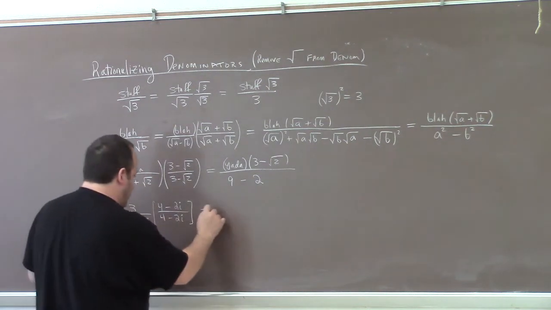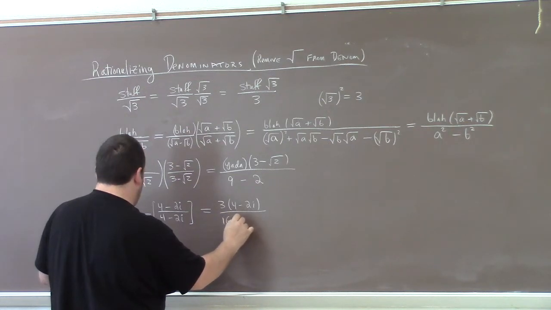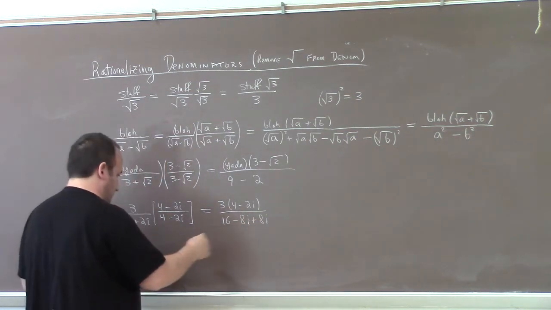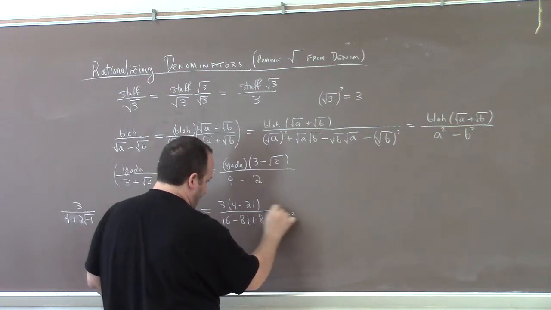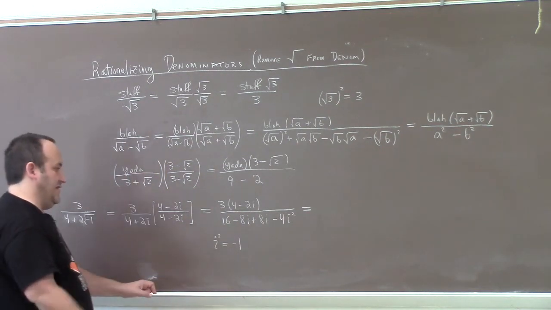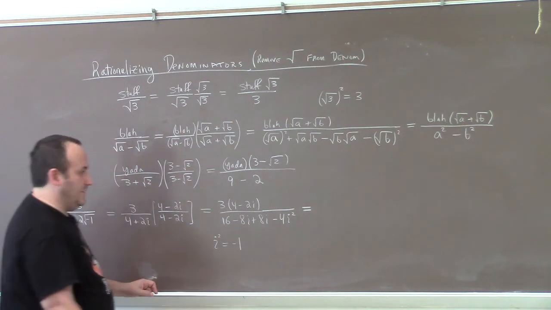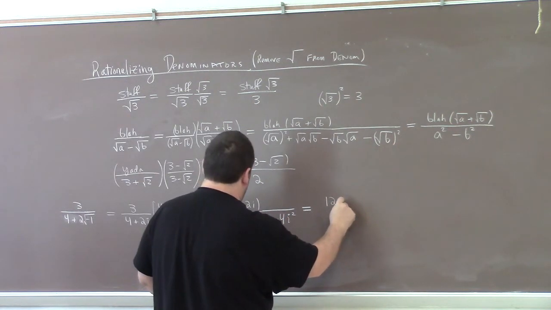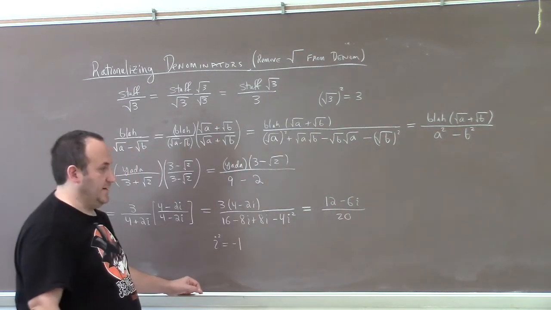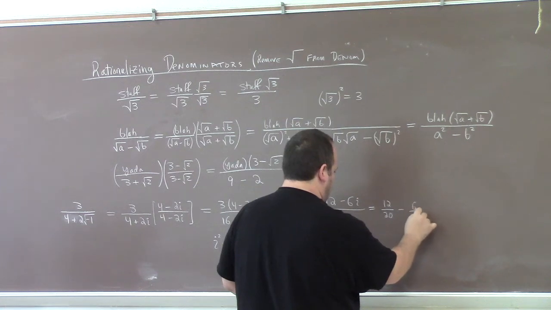And when we multiply that through, we get 3 times 4 minus 2i over 16, minus 8i plus 8i, minus 4i squared. Notice that i squared is minus 1. So these guys cancel. 16 minus a minus 4 gives me 20. So I get 12 upstairs minus 6i divided by 20. And one more step, that's 12 over 20 minus 6 over 20 i.